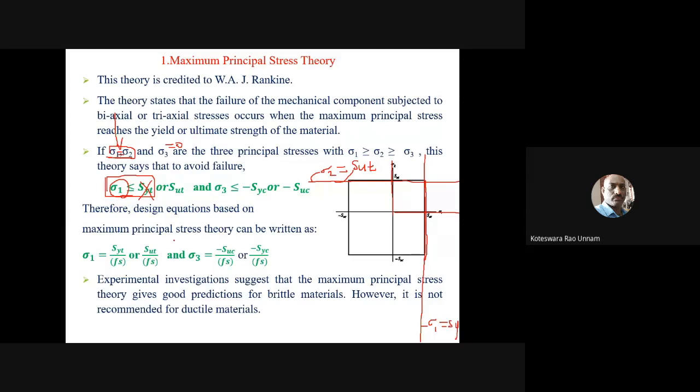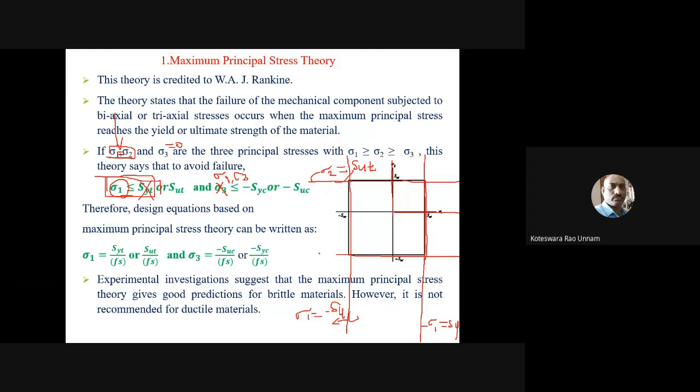You need not always have only positive stress. Sometimes you may have negative stress also. In case of biaxial, you don't have sigma 3, you have only sigma 1 and sigma 2. Then your failure criteria is sigma 2 is equal to SUC and sigma 1 is equal to SUC. Since it is a negative value here, this is the line whose equation is sigma 1 is equal to minus SUC. And this is the line whose equation is sigma 2 is equal to minus SUC.